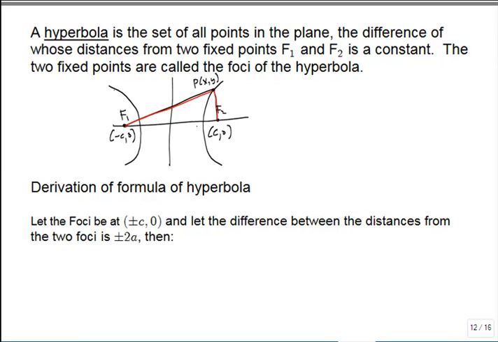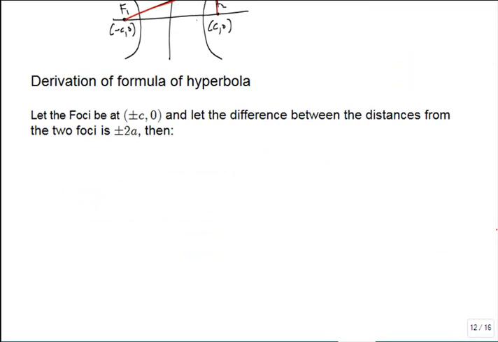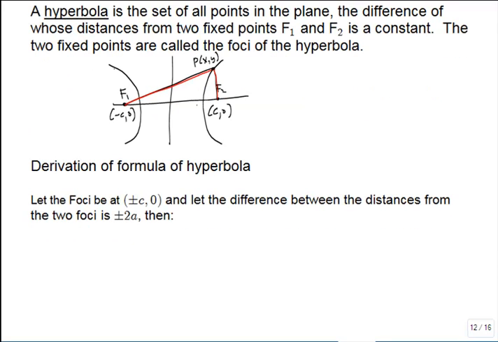Now I'm not going to do the full proof of the derivation of the formula for the hyperbola, and you're probably glad about that, but I am going to just mention a couple of key ideas. So what we're basically saying in regards to this picture is that we want the distance from point P to focus 1 minus the distance from point P to focus 2 to be this constant, and we're going to call it plus or minus 2a.